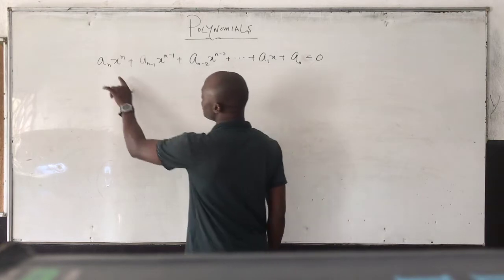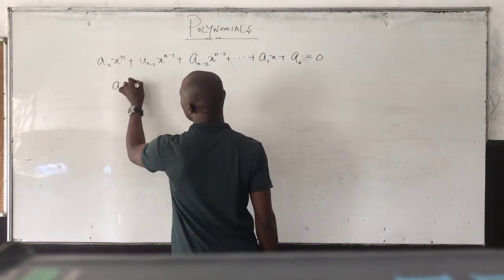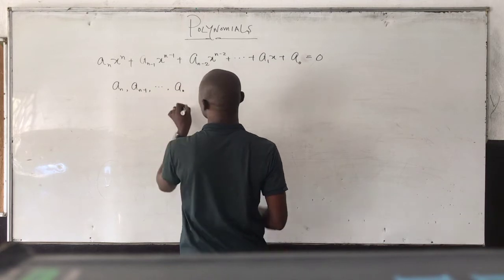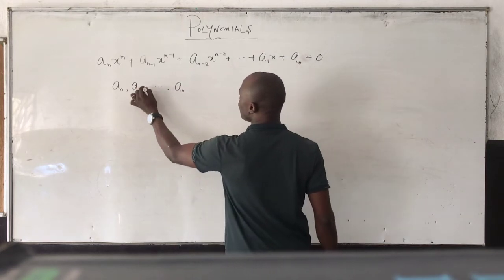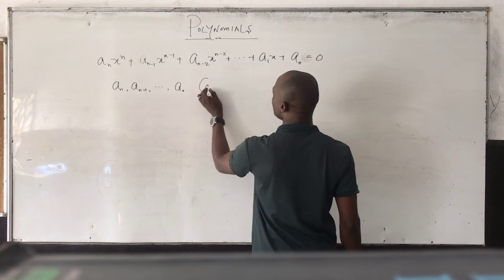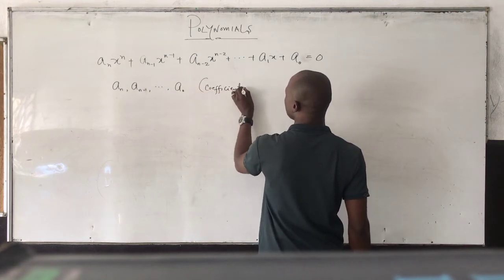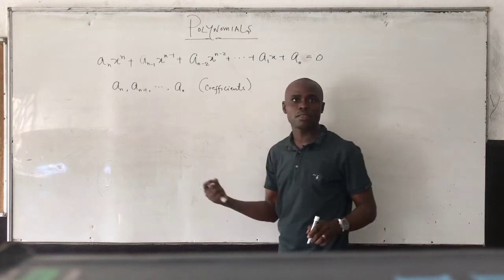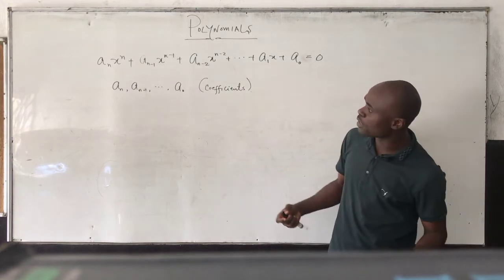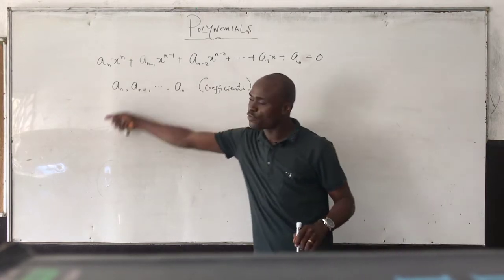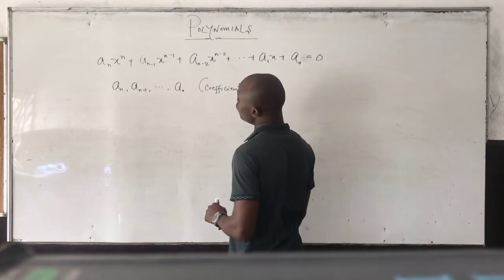The first thing I will explain is the a_n. You see a_n, we see a_(n-1), like that till we get to a naught. Please, these are simply coefficients. They are called coefficients. They are just numbers. Coefficients can be real numbers, they can also be complex numbers. So these are what we refer to as the real coefficients.